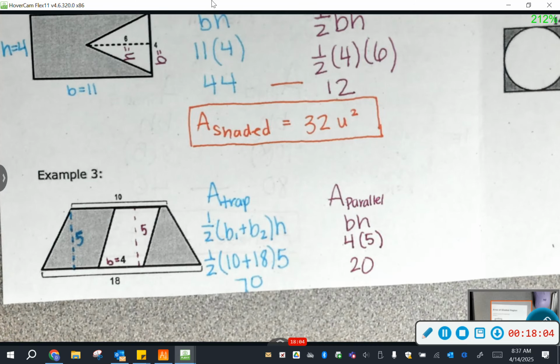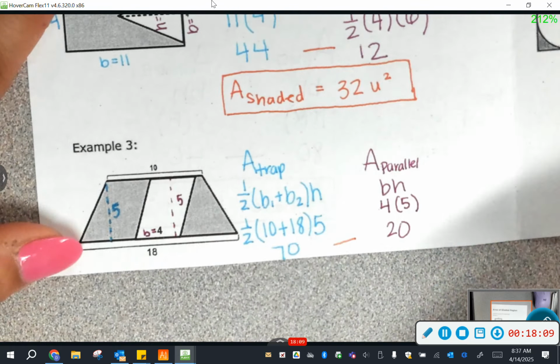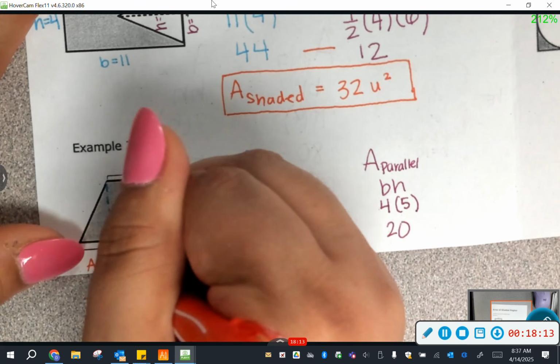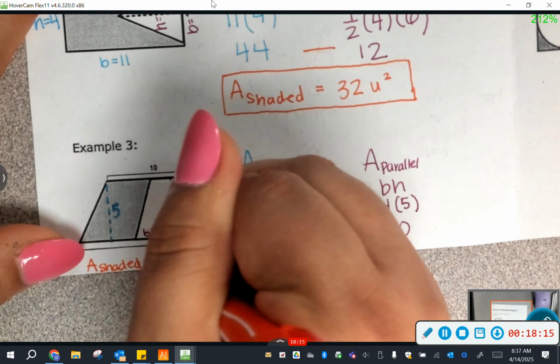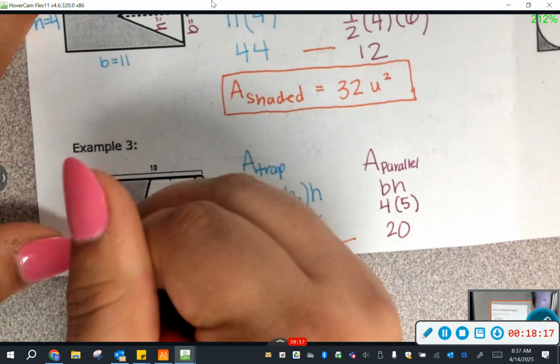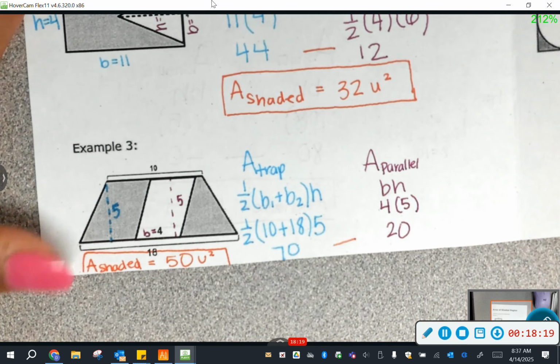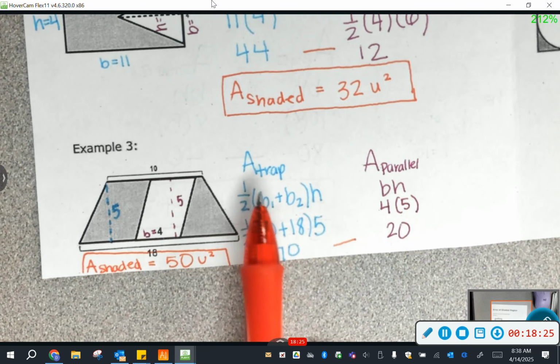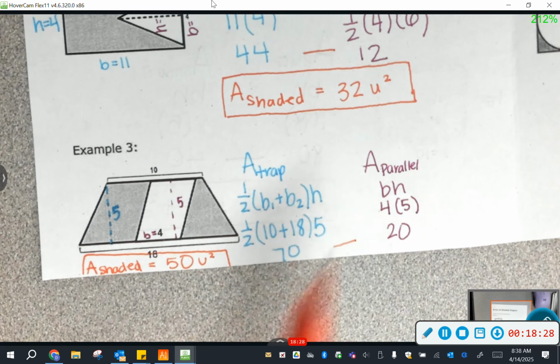And how do I find the area of this shaded region? Subtract. 70 minus 20 is... So the area of the shaded region is 50. A shaded, the big A means area. That's why I have area of the trapezoid, area of the parallelogram, area of the shape. All right.